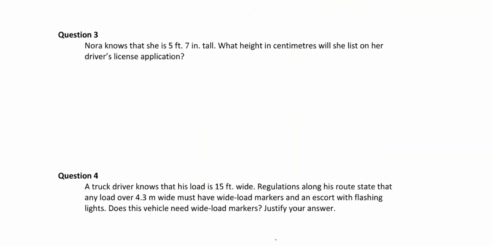All right. Number 3. Nora knows that she is 5 feet 7 inches tall. What height in centimeters will she list on her driver's license application? All right, so 5 feet 7 inches, and I want to change that, right? So remember, this is not 5.7 feet, right? That's what quite often kids will do, make a mistake. We got to figure out, well, either in feet or inches, we got to convert this thing.